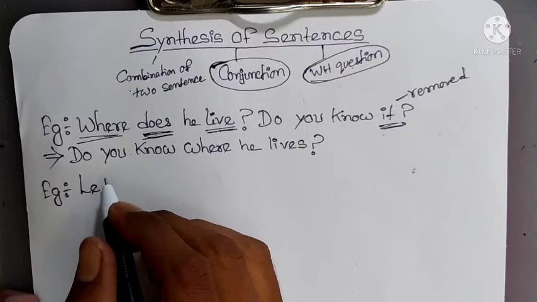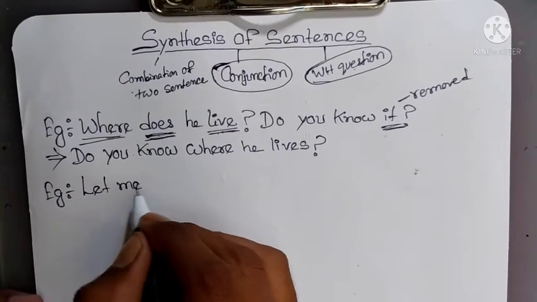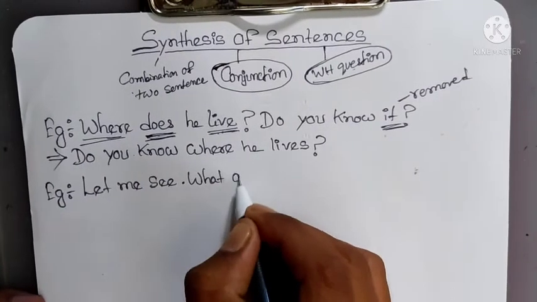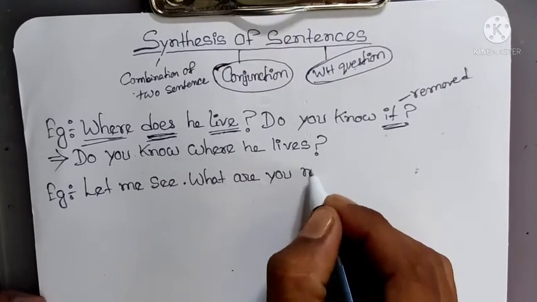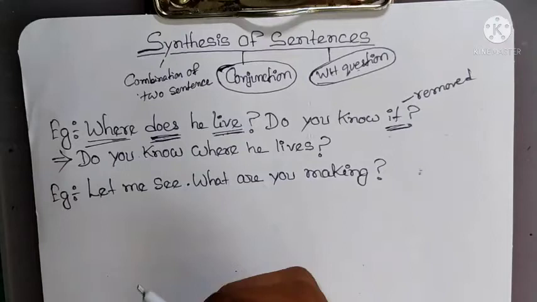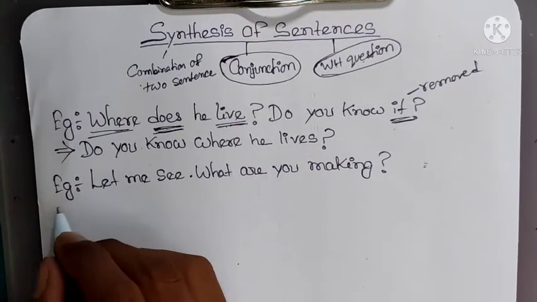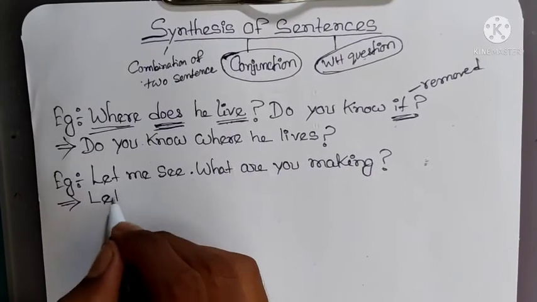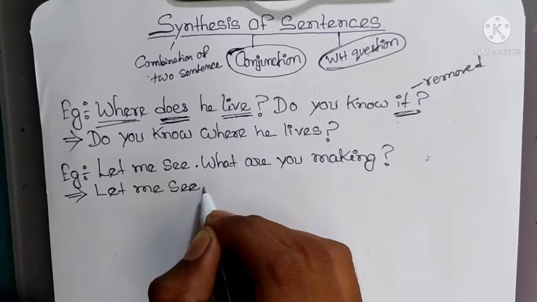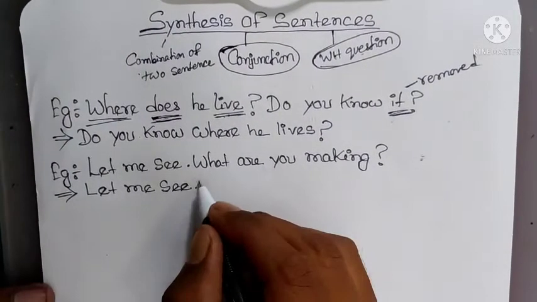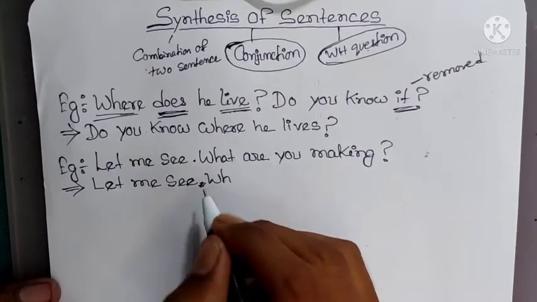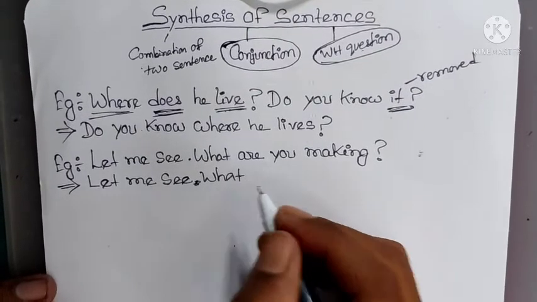Let me see. What are you making? What are you making? So in this sentence, how will we solve it? We'll write, let me see what are you making? The full stop is not needed here. Let me see what here.